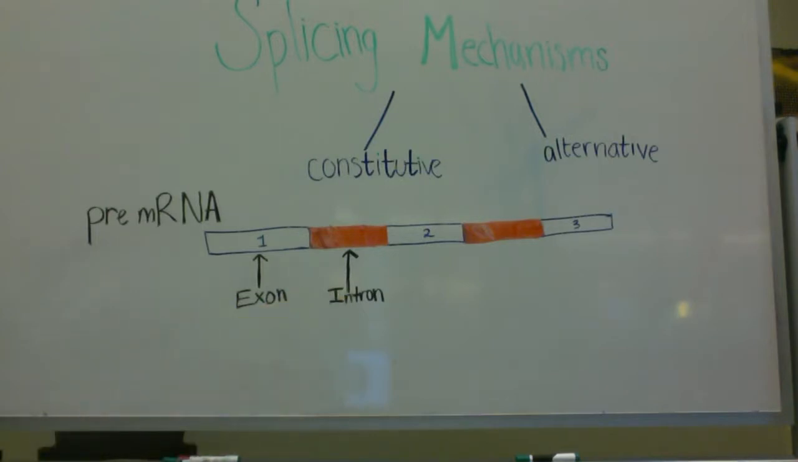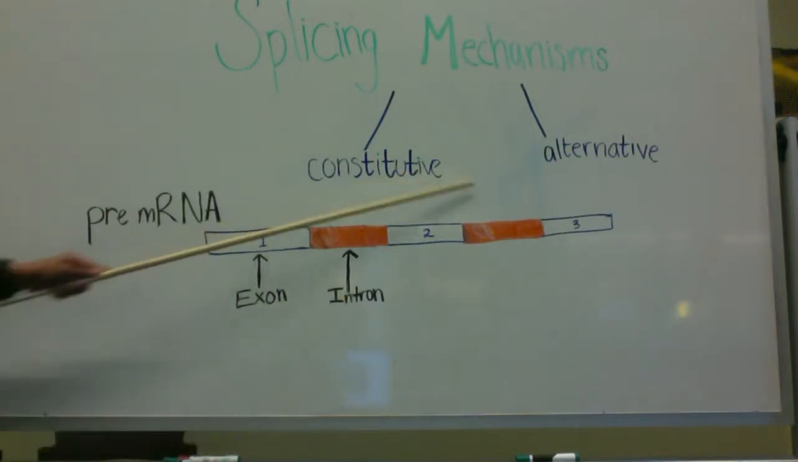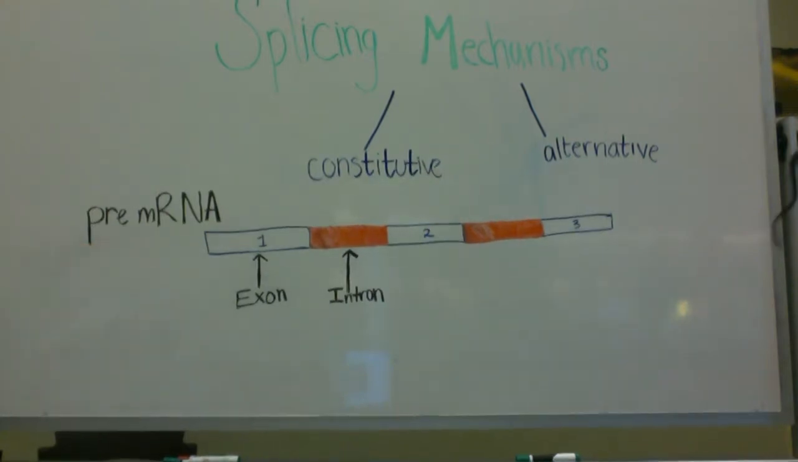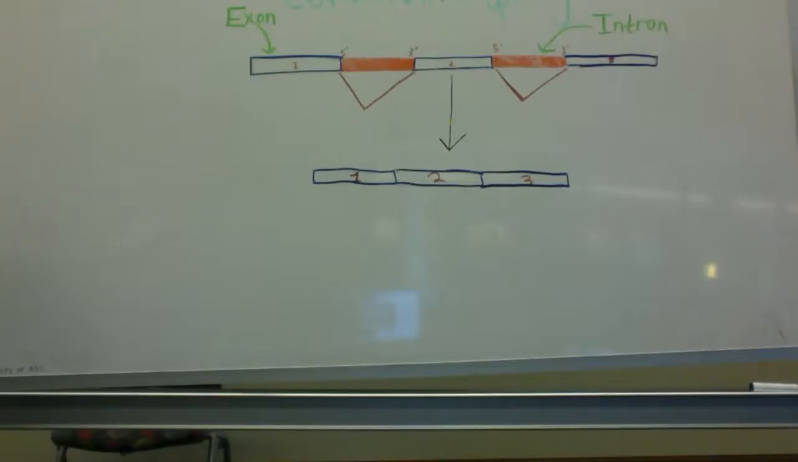There are two splicing mechanisms, constitutive and alternative splicing. Constitutive splicing is when one pre-mRNA splices to form the same mRNA each time and every time it is transcribed. No variation occurs in terms of exons being skipped.